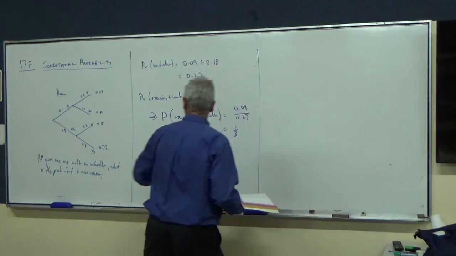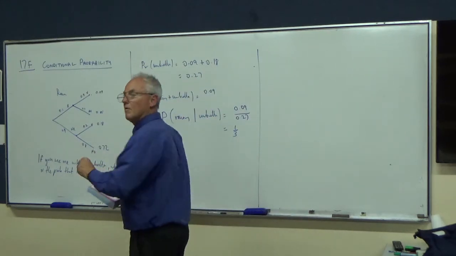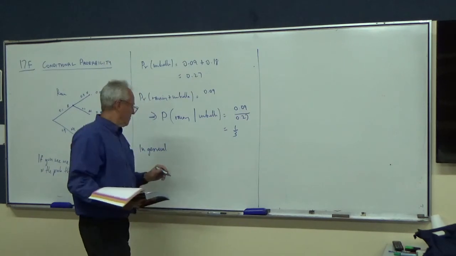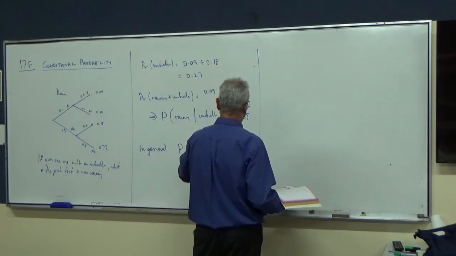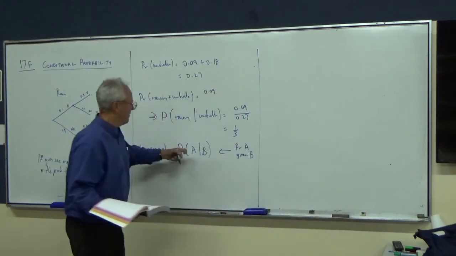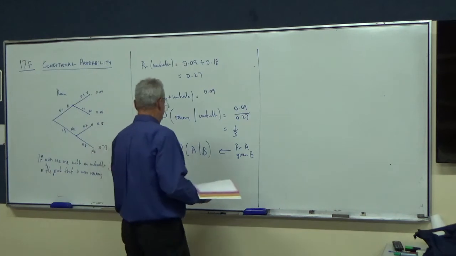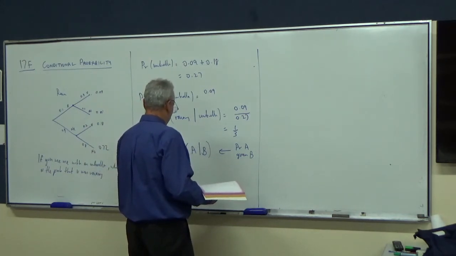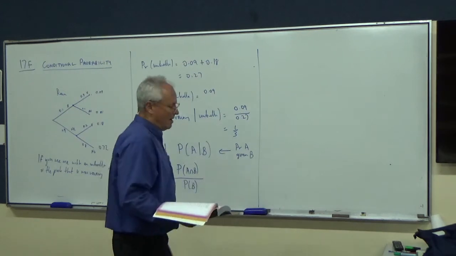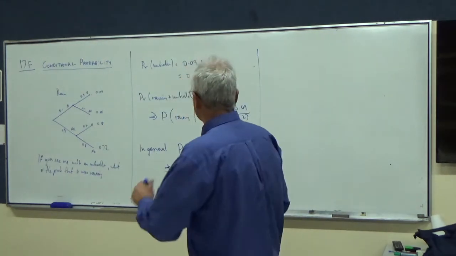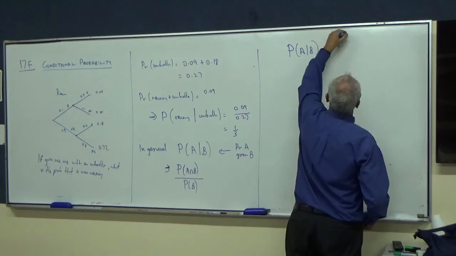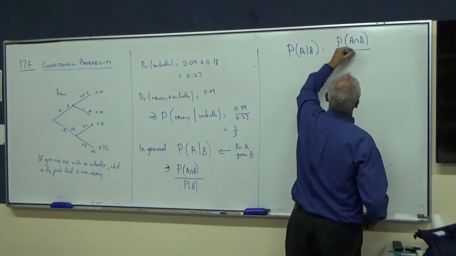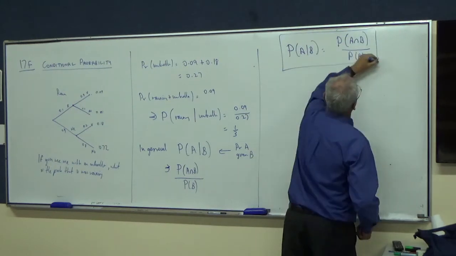In general, the probability of A given B equals the probability of A intersection B over the probability of B. Let's write it in one formula here: P(A given B) = P(A ∩ B) / P(B). It's in the data booklet, but that's an important one.